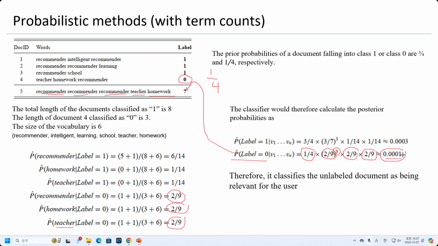So what is the good label? It is the higher probability. And we can say that it classifies the unlabeled document as relevant for the user. So 1 is assigned. So we assign label 1 to document 5.